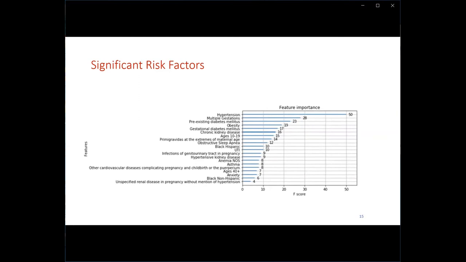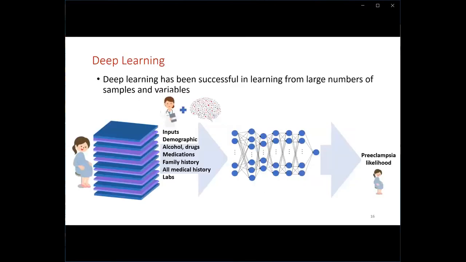One well-known technique is called XGBoost algorithm that we utilize in this procedure. The outcome has been a list of 20 features, and some of the most important ones are hypertension, multiple gestation, pre-existing diabetes, obesity, age less than 20 and above 40.